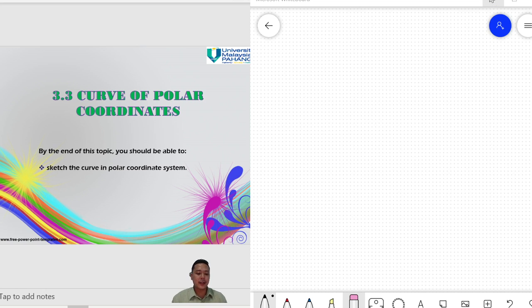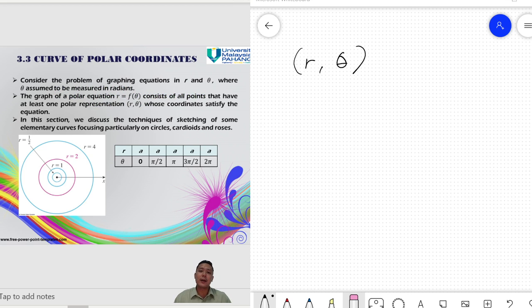Welcome to the video lecture for technical mathematics for the topic of curve of polar coordinates. At this point, you should already know the concept of basic polar coordinates that is represented by r and theta, which is the angle in radian. R is the distance from the point to the origin (0, 0). So from this given r, we can represent it into several forms that can enable us to sketch a curve.